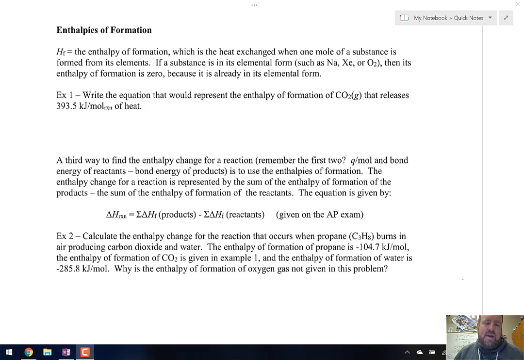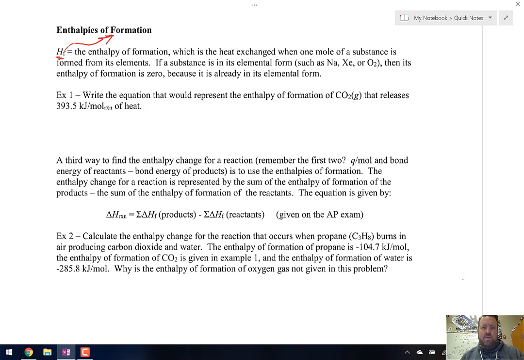Today's lesson is about enthalpies of formation. And as you can see from the symbol right away, we've got an H and then we've got an F that comes after it. And that F is absolutely what we refer to as the enthalpy of formation. Okay, now enthalpy of formation is a little bit different.